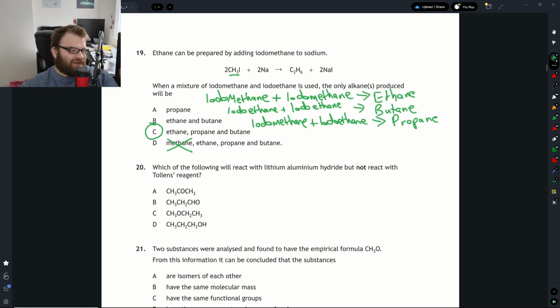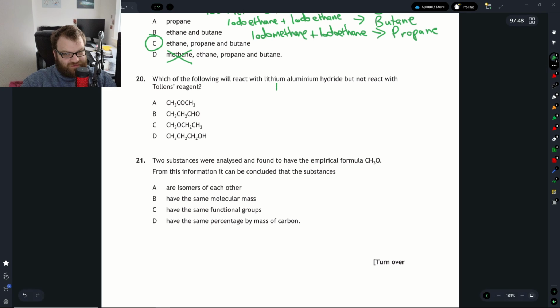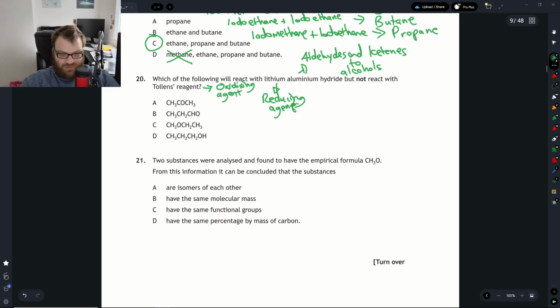So just following what it tells you, try and figure out what's happening here. In this question, we're dealing with lithium aluminium hydride. That is a reducing agent, and Tollens' reagent we need to know is an oxidizing agent. We would react our lithium aluminium hydride with aldehydes and ketones, and that would reduce them back to alcohols. An oxidizing agent, on the other hand, would take alcohols and turn them into aldehydes and ketones. An aldehyde could be further oxidized into a carboxylic acid.